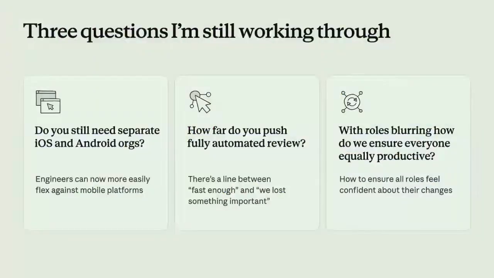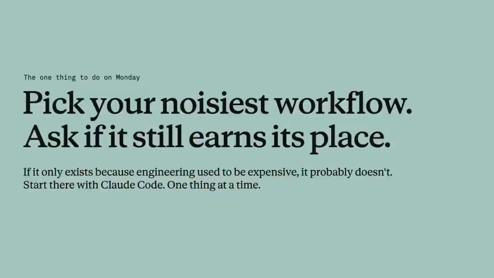How much do you push that fully automated review? Again, when do you strike that balance between fast enough and we lost something important? It goes back to trust but verify. And what's interesting is, as you might have heard today in Dara and Danella's talk, the model capabilities keep improving. So even if you might need to do more verify than trust for a certain section of work, that might also change with the next model. So that's why it's always important to reevaluate. And roles are blurring, so how do you make sure that everybody feels equally productive?